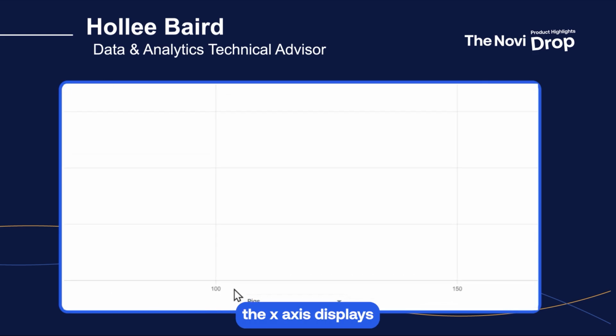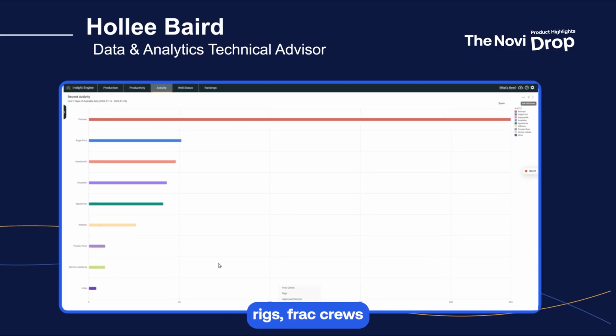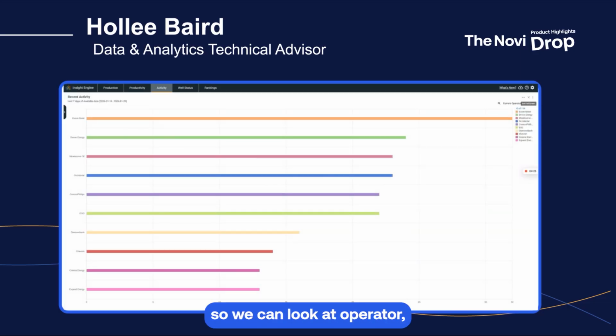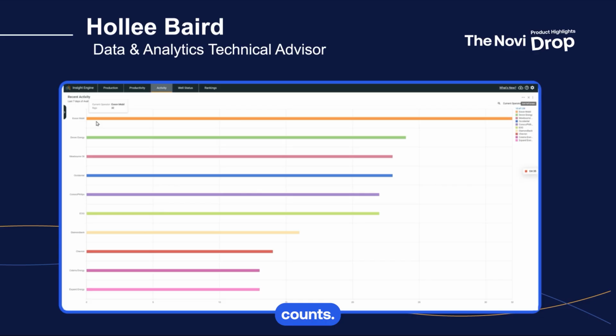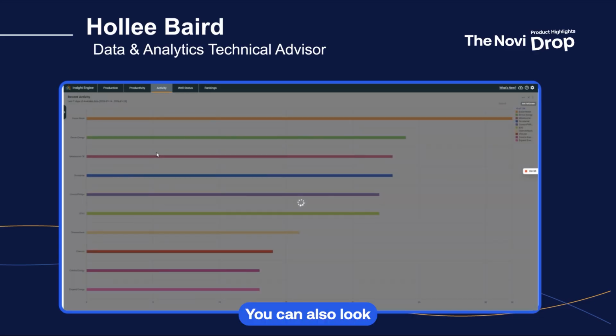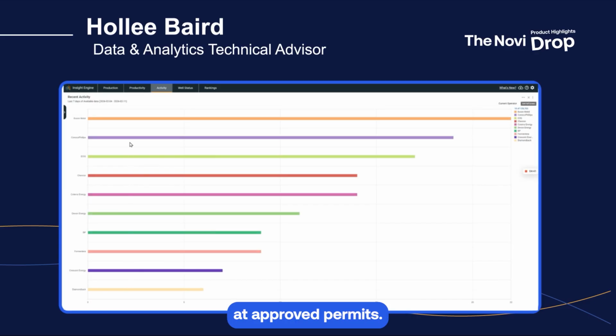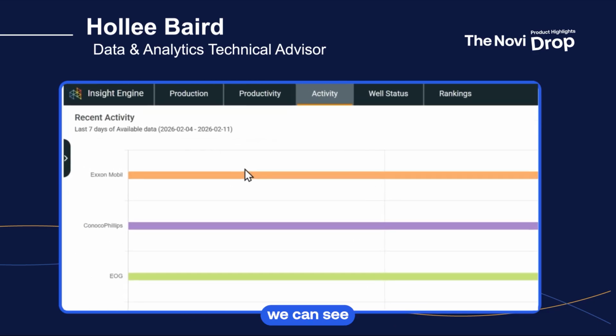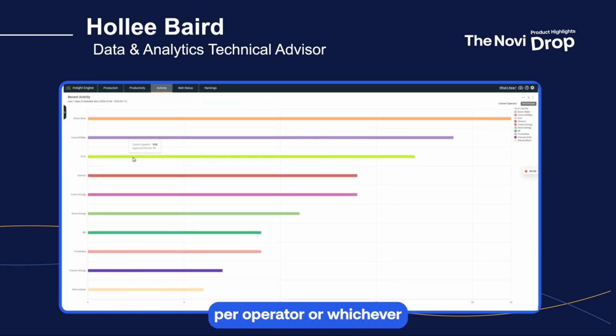The x-axis displays activity metrics, such as rigs, fracs, or approved permits. This makes it easy to quickly compare rigs, frac crews, or permits across a selected group. So we can look at operator, rigs, and it's just showing you the top operators and their rig counts. You can also look at approved permits. And as we hover over these bars, we can see exactly how many approved permits per operator or whichever grouping metric we choose.